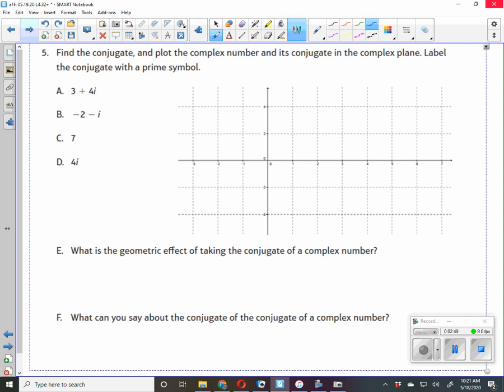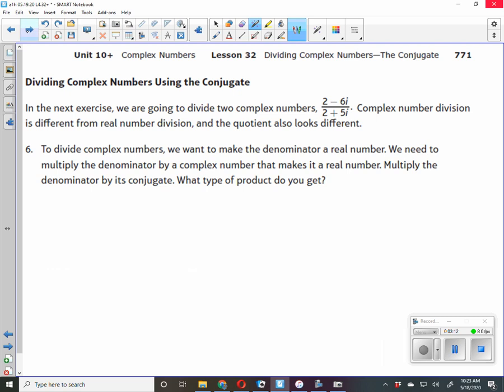They want us to graph this, and their conjugates. All right, so here I plotted the points. Notice that they are symmetrical about the x-axis. Unless it's a whole number, then it's right on the x-axis. Pretty neat. Not real valuable in terms of multiplying, but you understand where they come from.